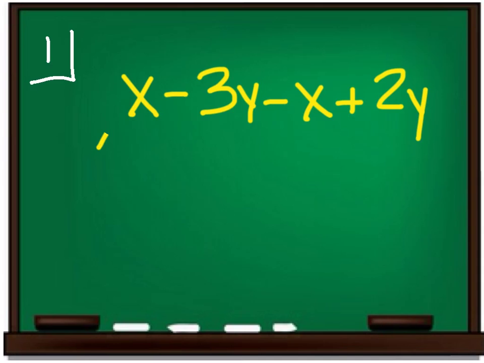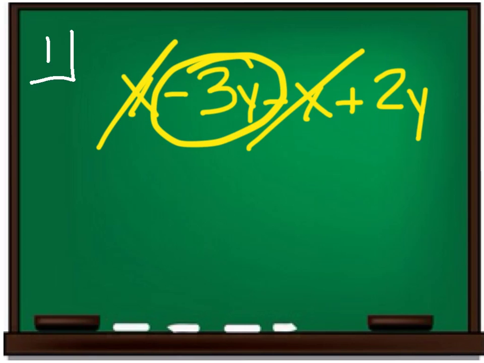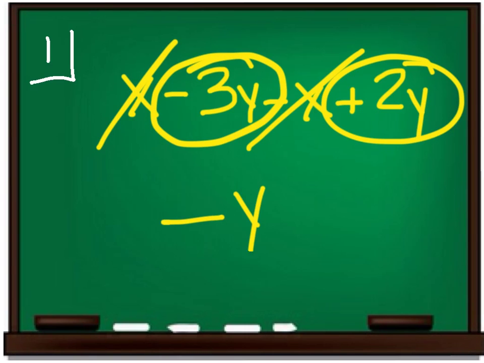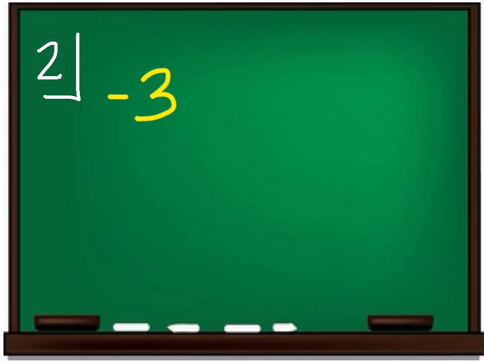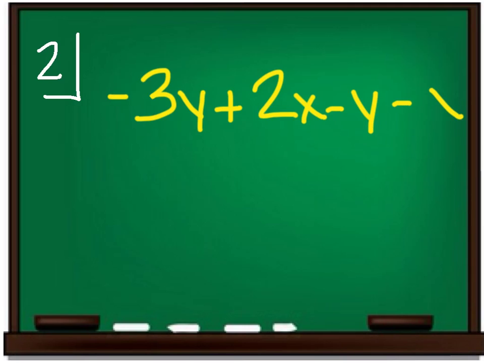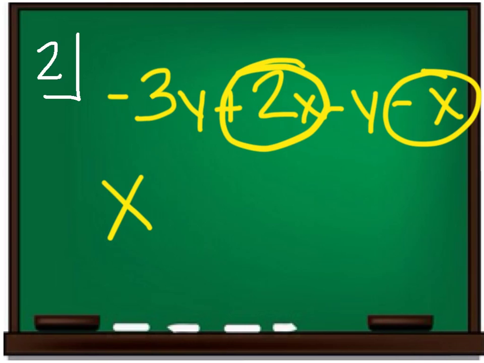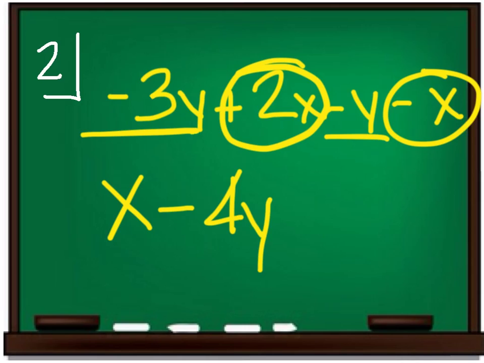Answer is that x minus x cancels out. Negative 3y plus 2y is negative y. Go in alphabetical order. 2x minus x is x. Minus 3y minus y is minus 4y.